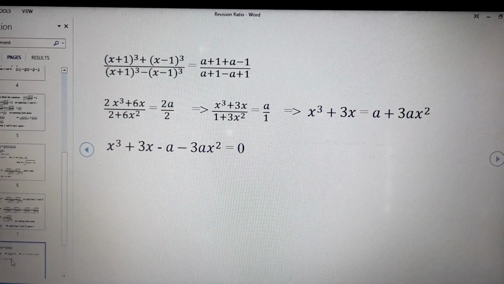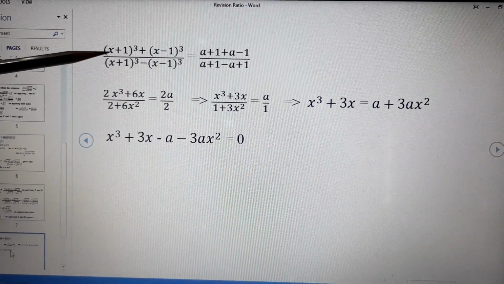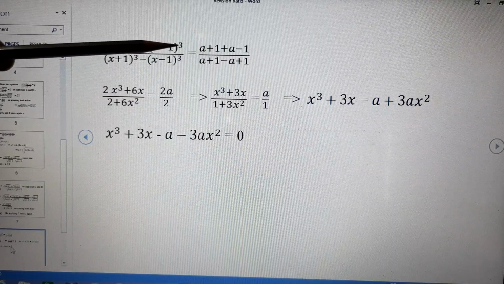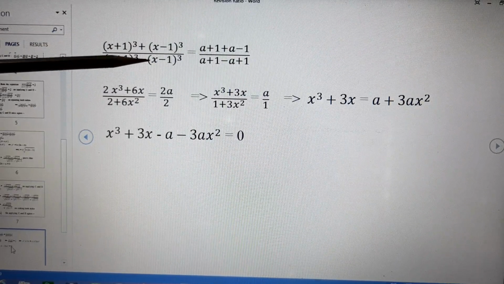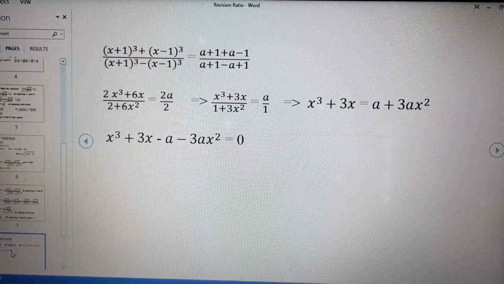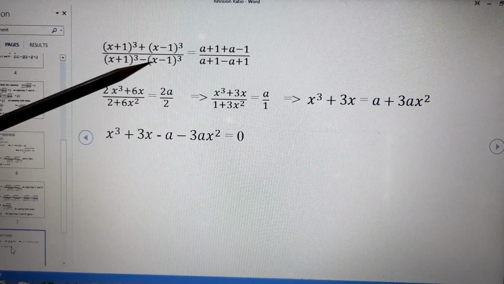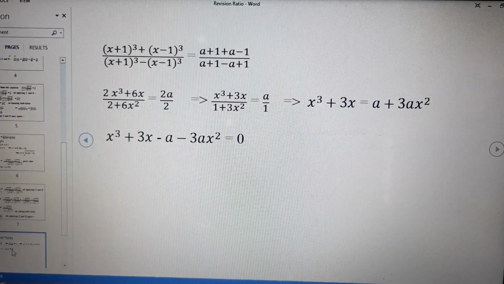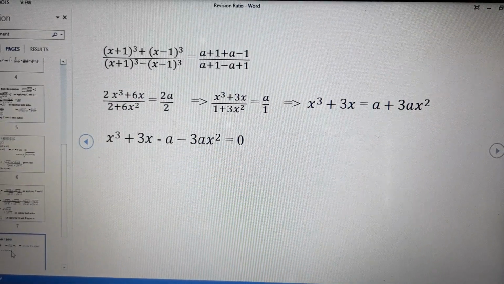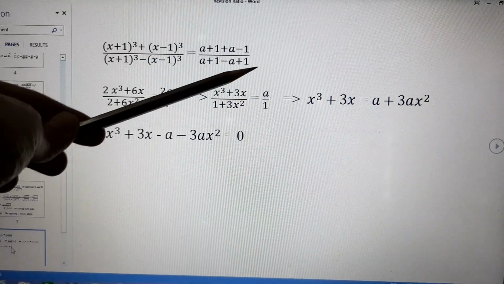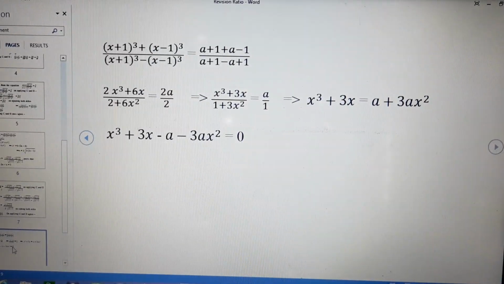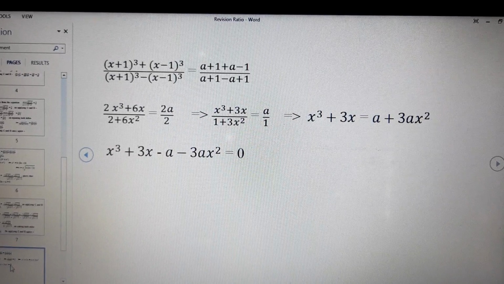If we apply componendo and dividendo, then it is x plus 1 whole cube plus x minus 1 whole cube divided by x plus 1 whole cube minus x minus 1 whole cube. Numerator plus denominator, numerator minus denominator. Other side also, a plus 1 plus a minus 1, a plus 1 minus a minus 1, that minus will be converted to plus. Clear?